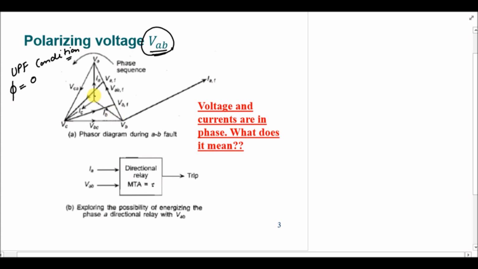Similarly, at 120-degree angle we have VB and IB is in phase with VB. And again 120 degrees apart we have VC and the current IC. We also have the line to line voltages as the sides of the triangle. So this voltage is VAB, this is your VCA, and this is your VBC. All these voltages are pre-fault voltages.